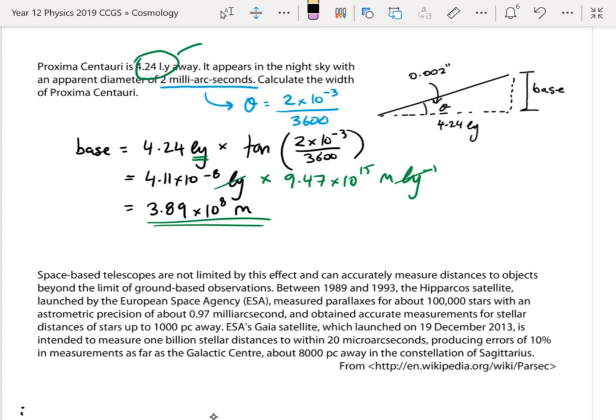And that sounds okay for a star. That's about 100 times the size of our planet. About. I might have made these values up, so don't go Googling Proxima Centauri and finding its angular size, but that's just an example there.